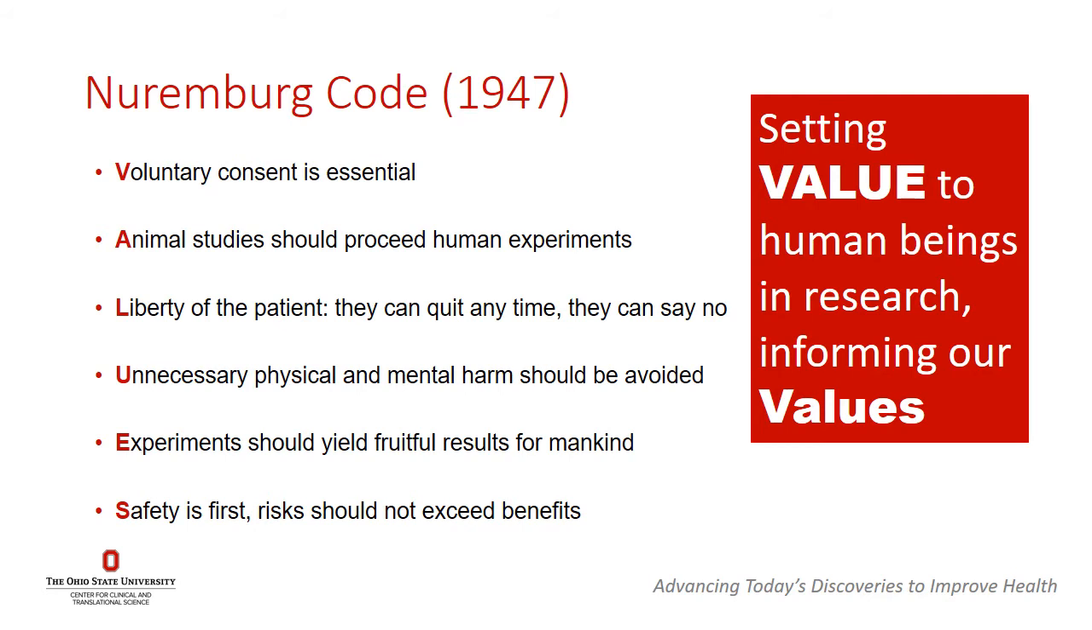The values listed are voluntary consent and that animal studies should precede human experiments. Patients should be considered free to refuse participation or to discontinue a study at any time. Unnecessary physical or mental harm should be avoided. The risk should not exceed the benefits, and the studies themselves should be of value. They should yield fruitful results for mankind. A website is included for additional study of the Nuremberg Code.